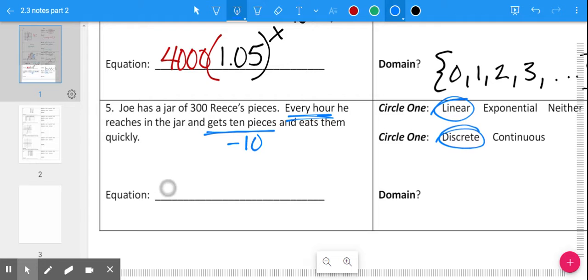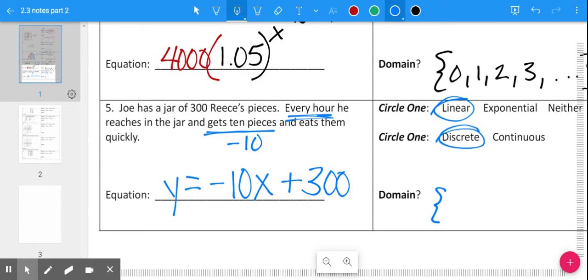So our equation is y equals, he's taking away 10 pieces every hour, and he had 300 pieces in the beginning. So your domain, those number of hours, because it's discrete, we use the funky brackets. At the end of hour 0, he has 300. At the end of hour 1, he has 10 less. Hour 2, 10 less. Hour 3, 10 less.